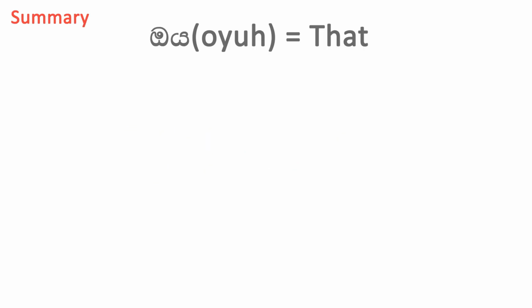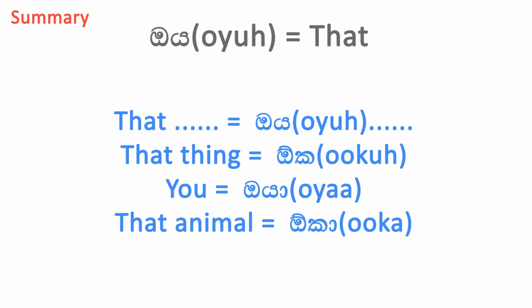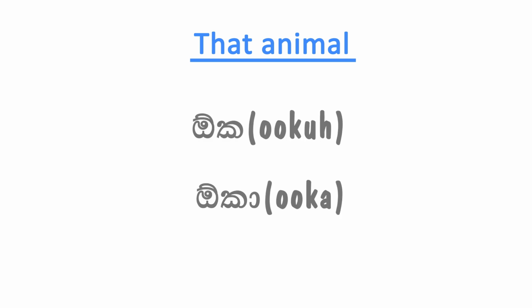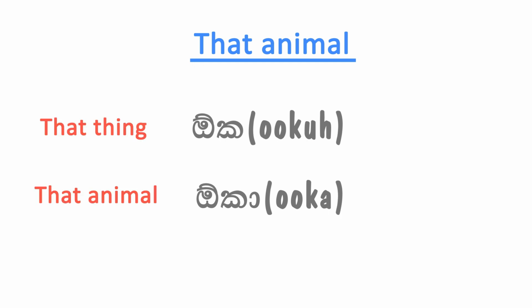The summary of the word Oyuh is like this. Oyuh means that. Oka, that thing. Oyuh, you. Oka, that animal. There are a few more words to say this animal and that animal in Sinhala. How did we make the word that animal from the word Oyuh? We changed the sound in oka to oka. Oka means that thing. It becomes that animal when you change the sound to sound.